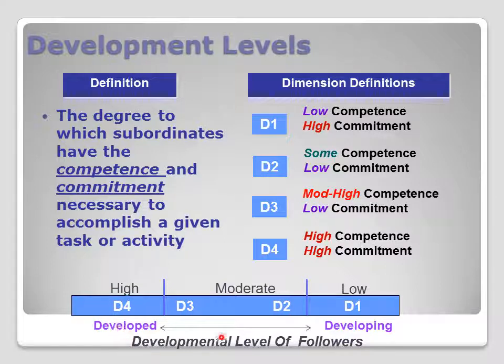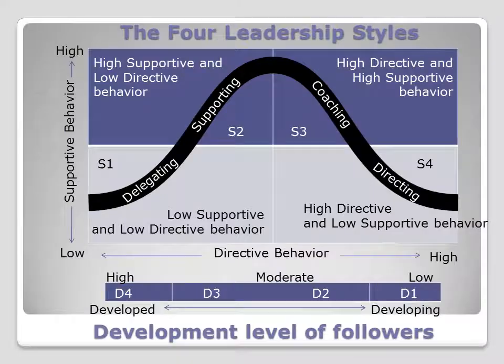So this is the development level of the followers, and that's what we're taught as we look down here, at this bottom part. So the leadership style is directly dependent on the followers' ability and competence and their commitment to the task at hand. So let's look at each of these four: the directing, the coaching, the supporting, and delegating.